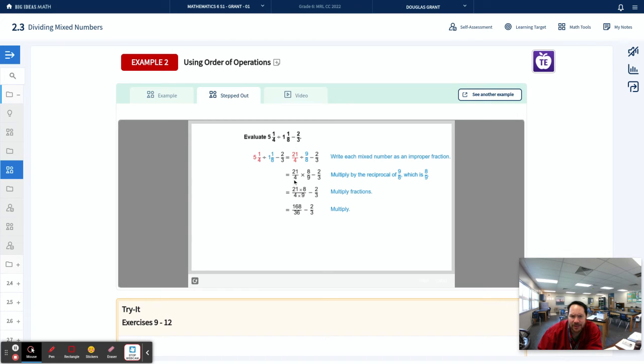168/36. Oh, I don't like that. I wish they would have cross-canceled back here. It would have been much faster. So it's 14/3 minus 2/3. You then subtract, and you get 12/3, and that's the same as 4.